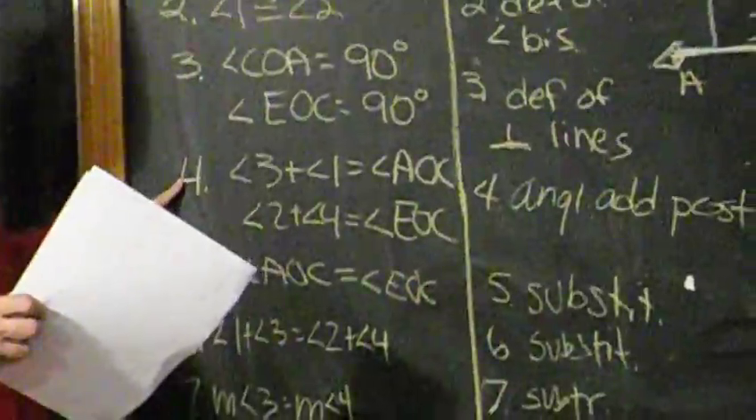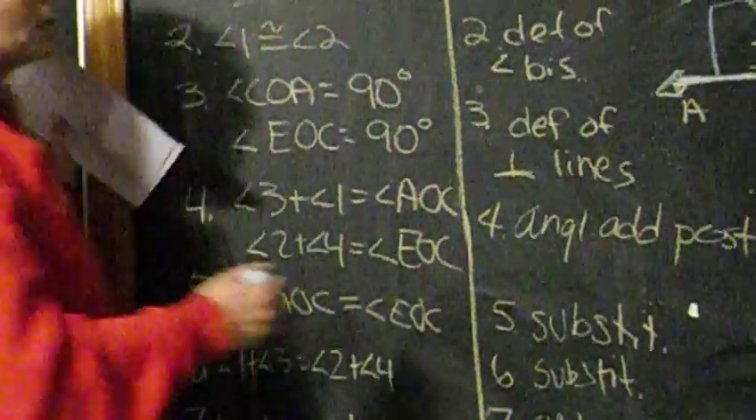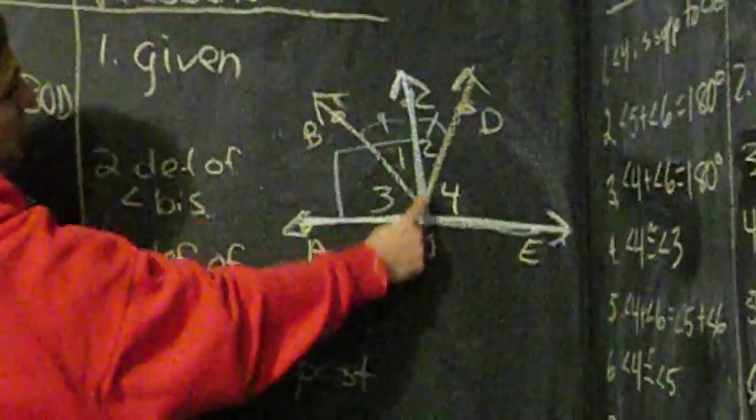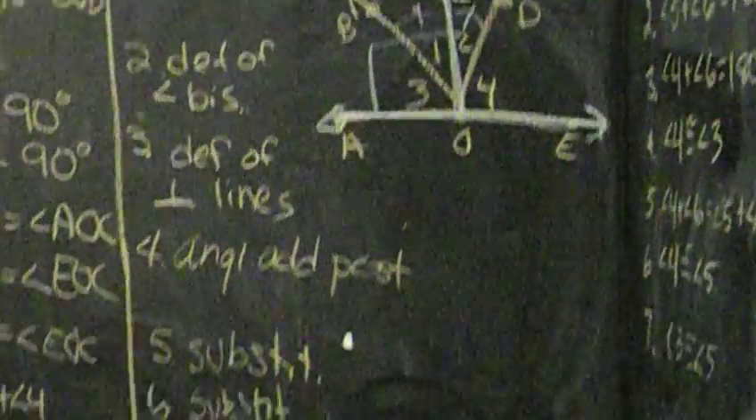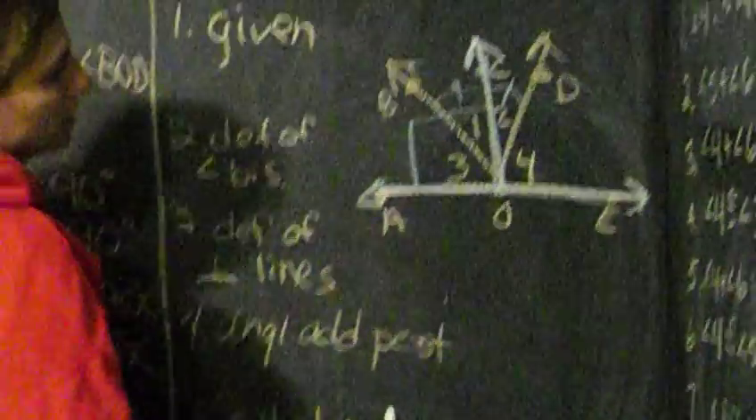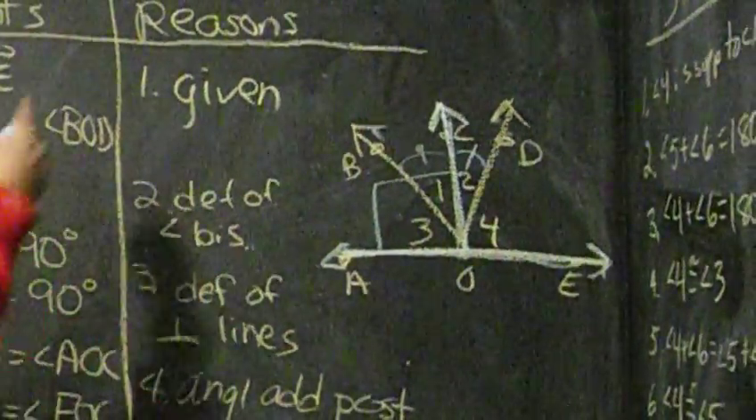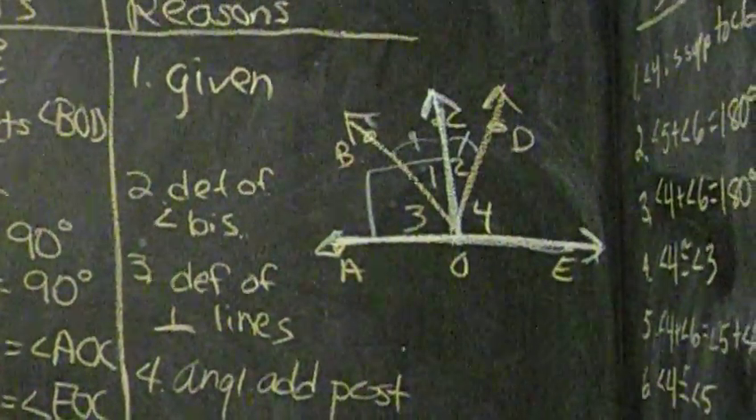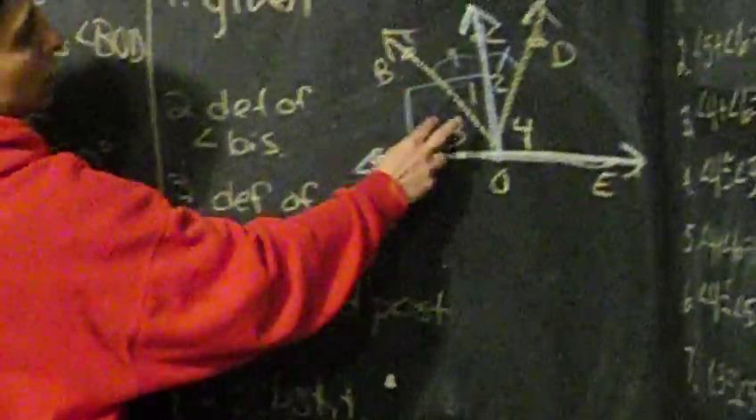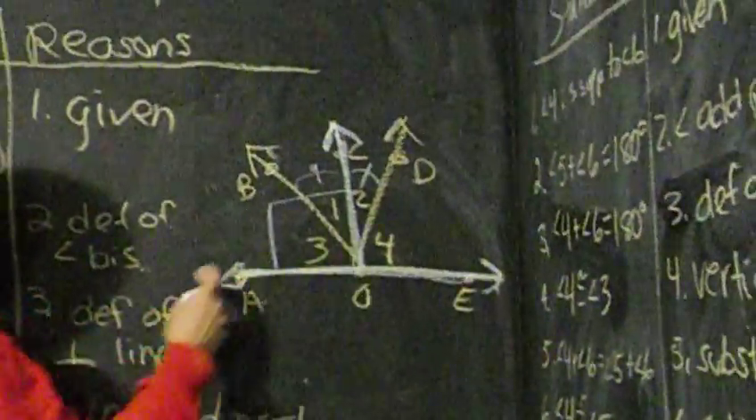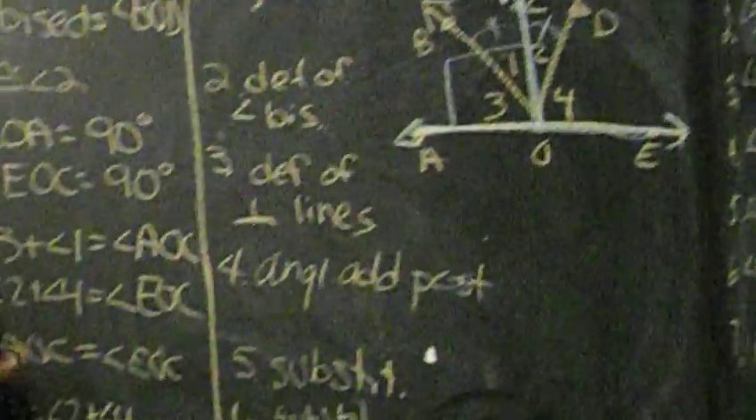Next thing, angle 3 plus angle 1 equals AOC. So these 2 angles equal the big angle. Angle 2 plus angle 4 equals EOC. 2 and 4 equal EOC. EOC is that way. That's the angle addition postulate. 2 small angles add up to the big angle. That's what the angle addition postulate says.